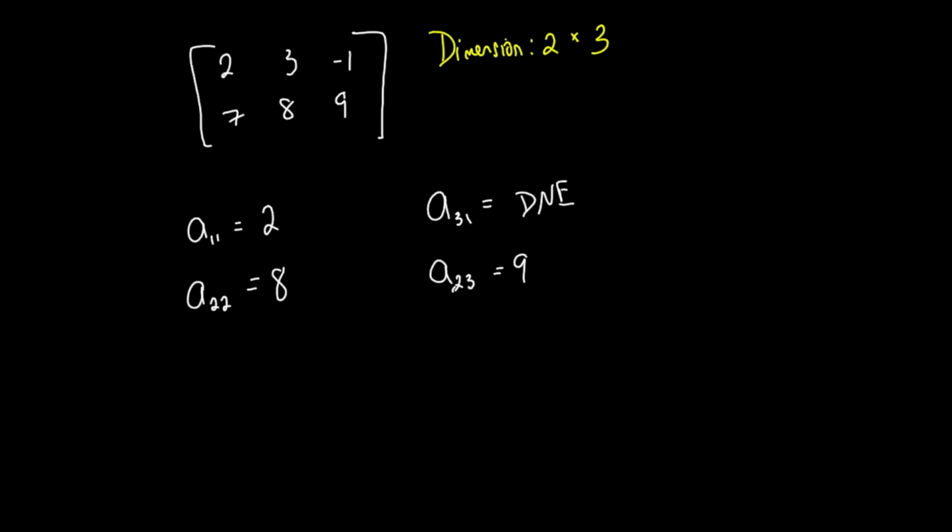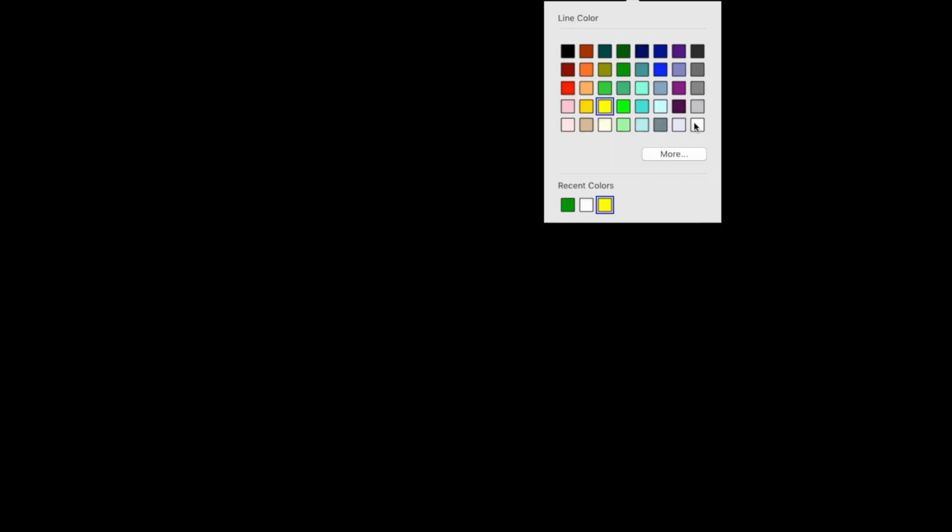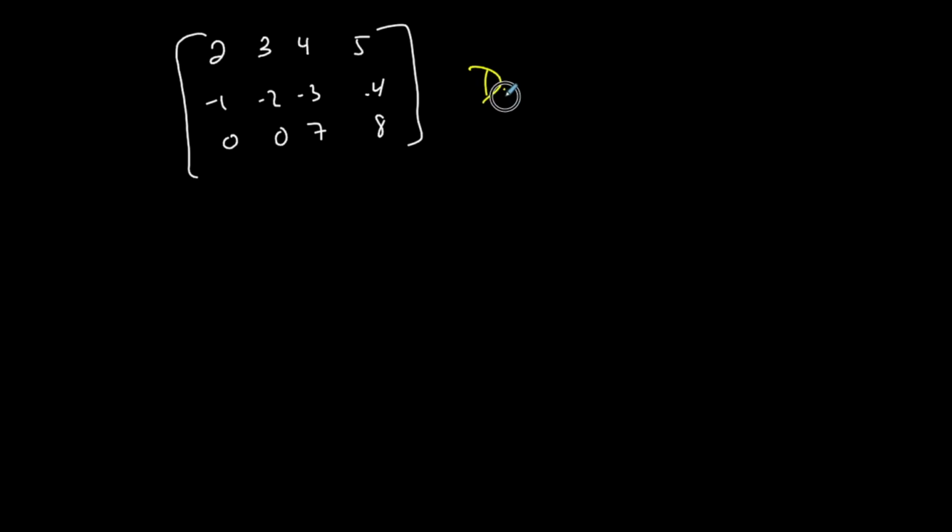Obviously, I can have many different types of matrices, right? Let's say that I have another matrix, another random matrix. 2, 3, 4, 5, -1, -2, whatever. I don't know, making stuff up. 0, 0, 7, 8. Here's a matrix. What is the dimension of this matrix? Well, how many rows does it have? It has 3 rows. And then how many columns does it have? It has 4 columns, a 3 by 4 matrix.